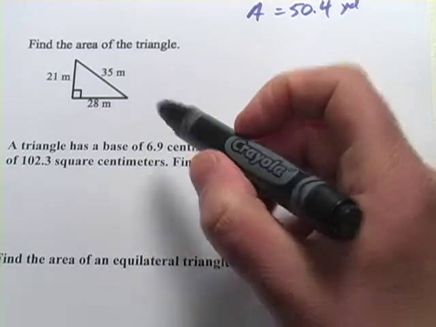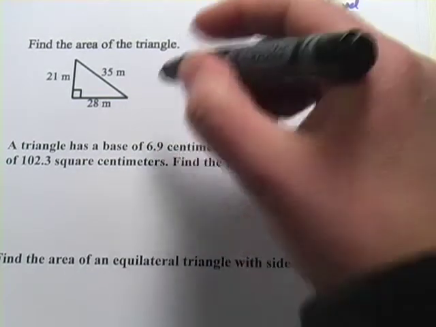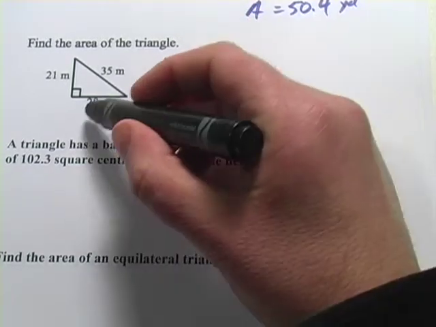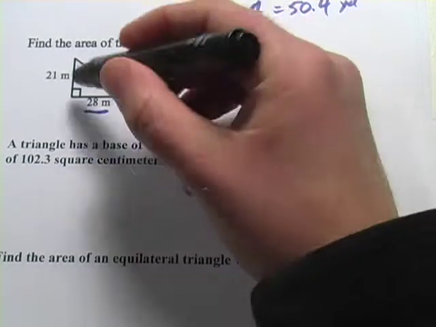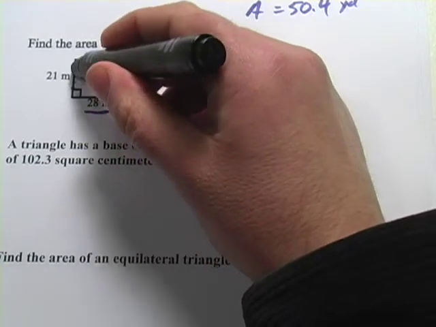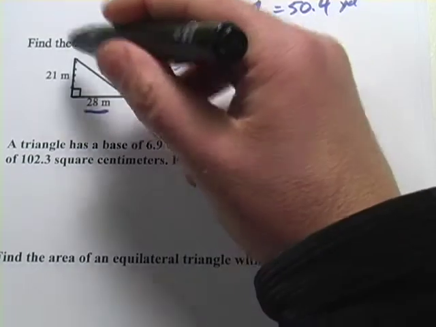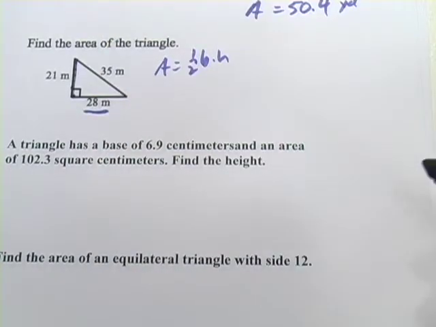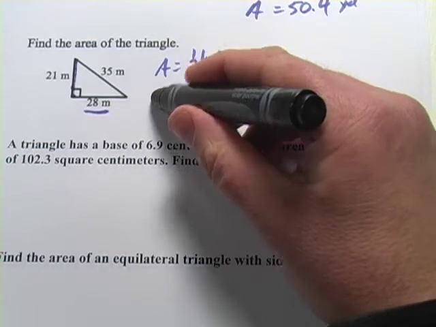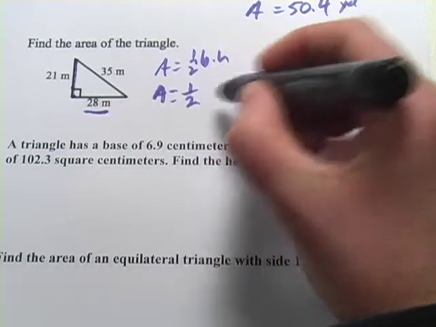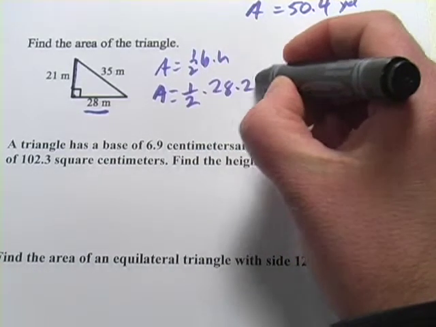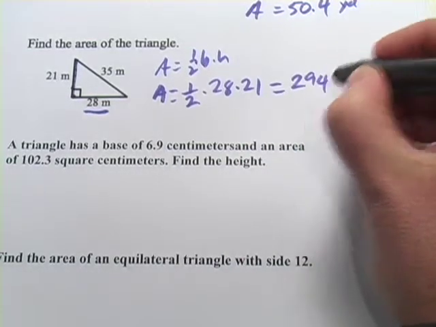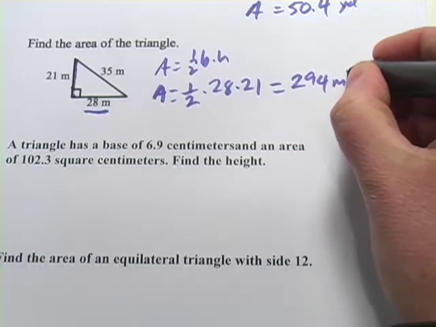We want to find the area of this triangle, but what is the height here? We know our formula is 1/2 the base times the height. If the base is 28 here, in a right triangle like this, the height is the same as this side. If you tried to find that top vertex and drop a perpendicular, it would coincide with that side. So that's the height. The height equals 21. So area equals 1/2 times 28 times 21. And that should be 294. And let's see, this is meters squared.